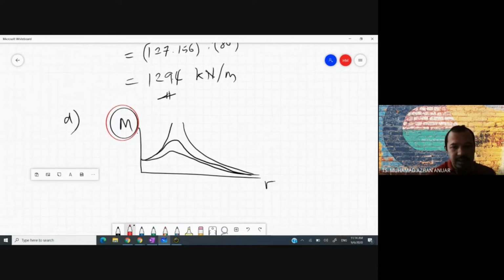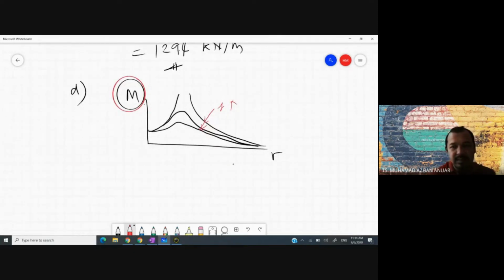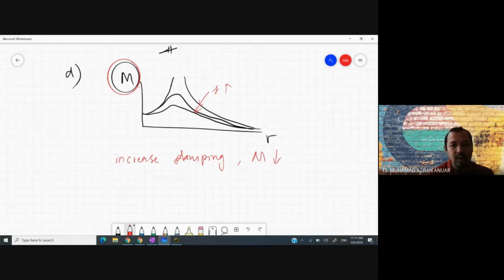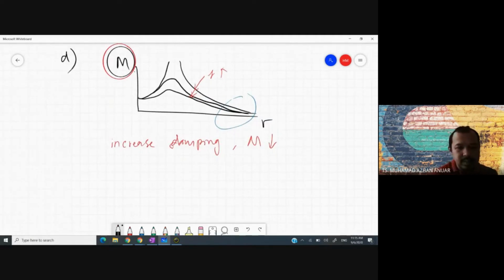First, if you still remember, this one is the increasing value of zeta. If you increase the zeta value, you increase the damping, so M will be decreased. It's very straightforward for this one. Or for infinite R at this region, let's use the blue color, if you increase R, you will decrease M.